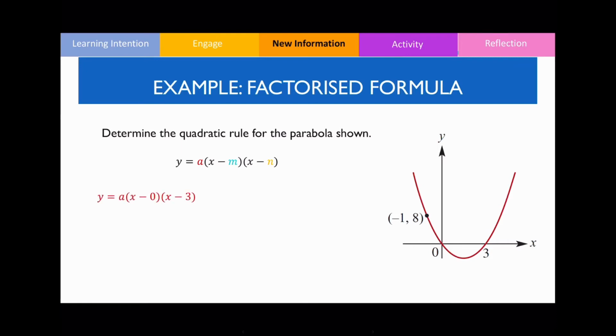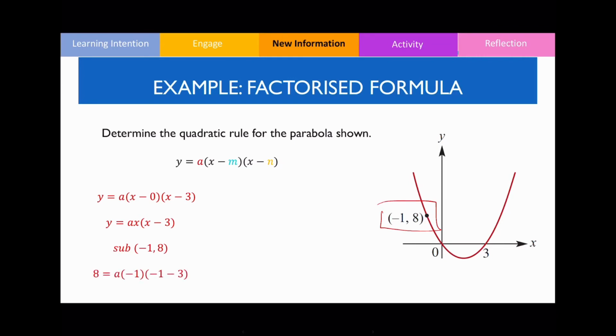But similarly, 0 has no meaning, so let's ignore that. So this is the simplified equation. We'll now substitute the coordinate that we haven't used yet. So in this case over here, that's going to be -1 and 8. So substitute those values in, and therefore this is what your equation should now look like.